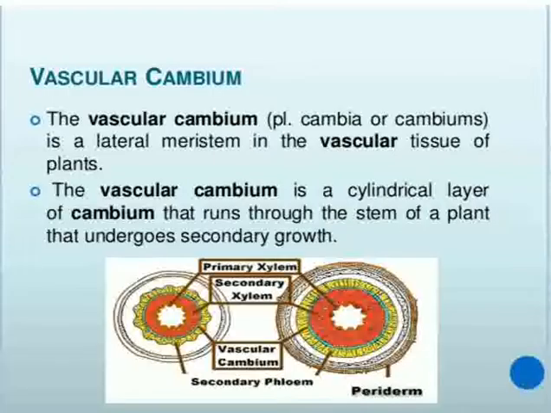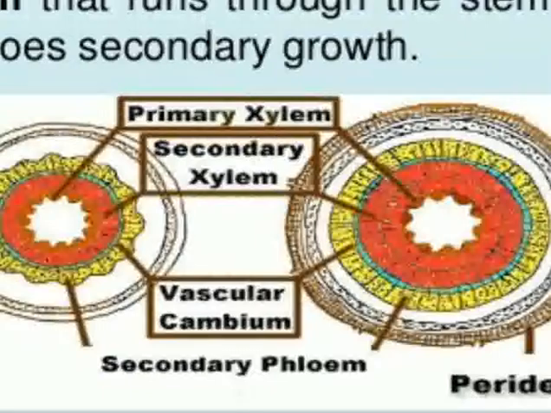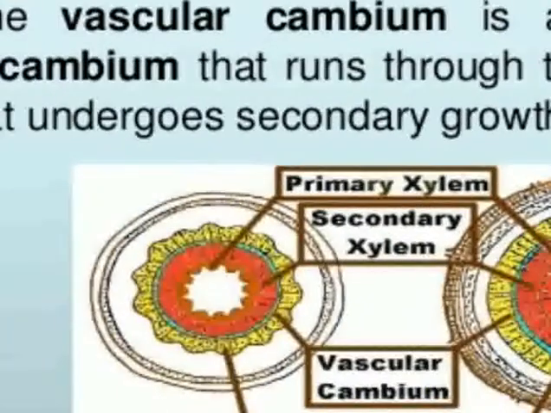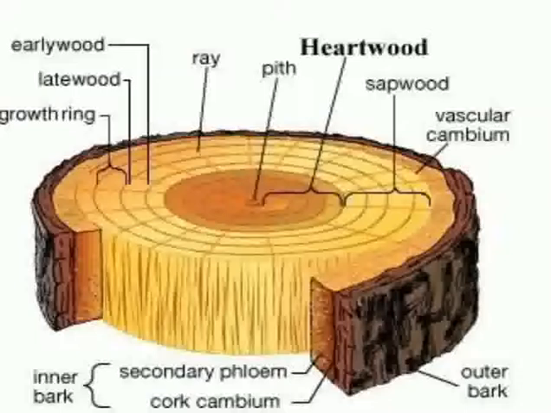Now, the vascular cambium, the plural being cambia, is a lateral meristem in the vascular tissue of the plant. As you can see here, the vascular cambium adds to the secondary xylem and the secondary phloem. It is a cylindrical layer of the cambium that runs through the stem and undergoes secondary growth. Now, how does it occur?